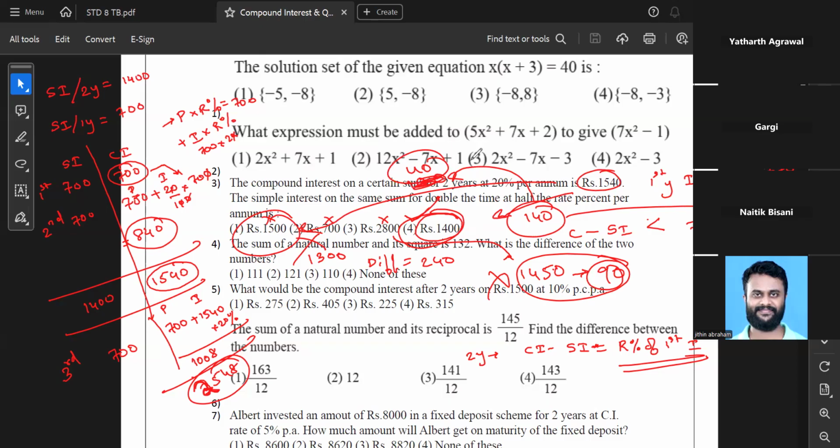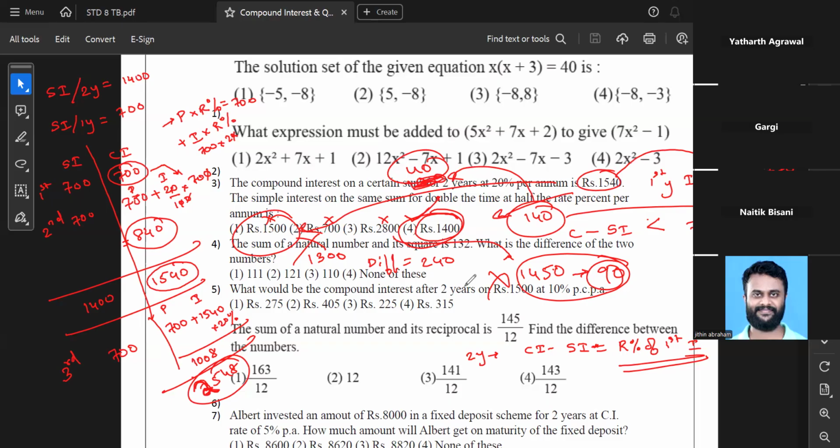Yes, sir. We have to try in the order from where it is closest to 144. Correct. How did you get 144? You halved 1540, and then took 20%, the rate of interest, of that half value. Whatever value you got, your difference will be less than that value. That is for sure. Okay, sir.